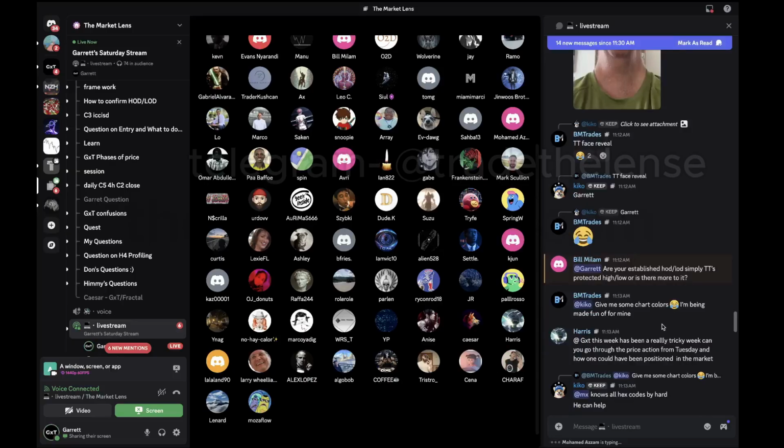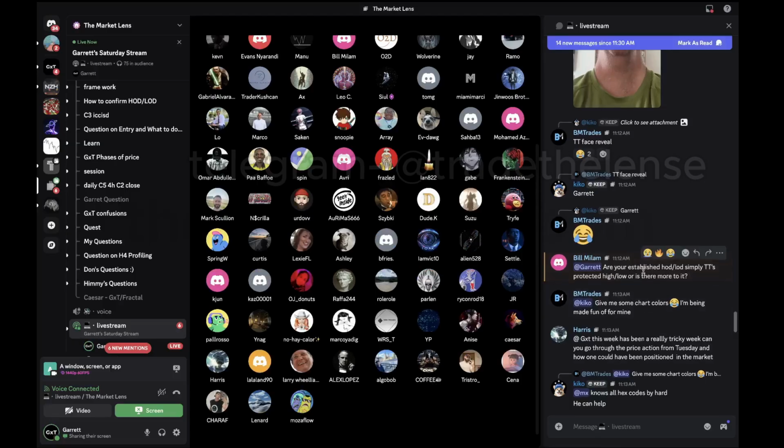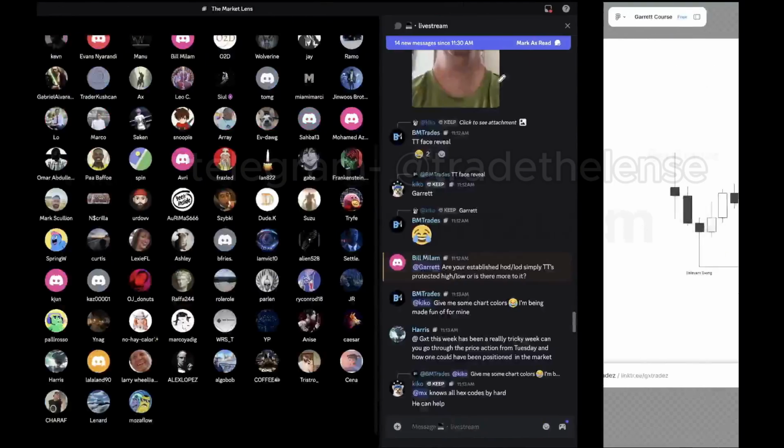Is the established low today? How do you identify protected highs and lows? So, protected highs and lows. A lot of times it'll be in the form of a protected low or high on the 1 hour or 4 hour time frame. This is why I have this here.